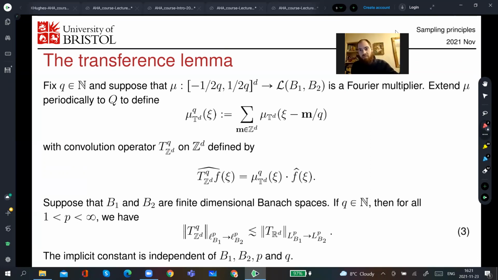So Fourier multipliers on R^D. And actually you can do a whole lot more. You can do so by looking at linear spaces of Banach space valued operators. So that's a bit of a mouthful. This right here, this L of B1 and B2, B1 and B2 are finite dimensional Banach spaces.